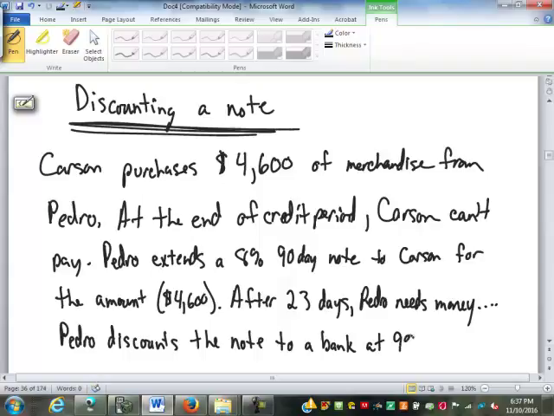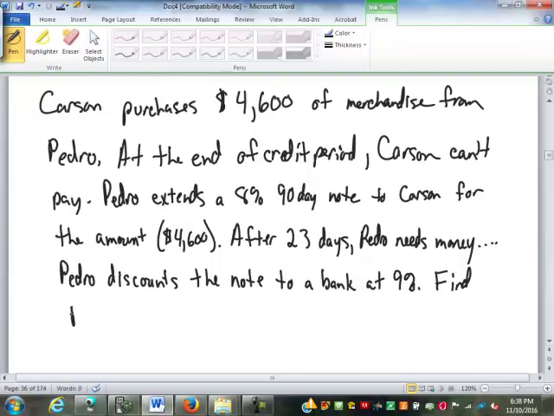at 9%. So the bank charges a discount rate. That discount rate in this case is the 9%. So what we want to find here is we want to find Pedro's proceeds. How much does Pedro actually get? So I'll write that in. Find Pedro's proceeds.